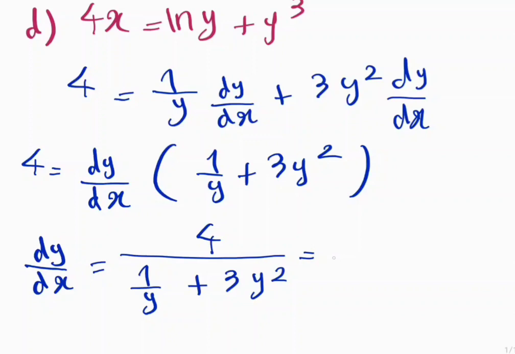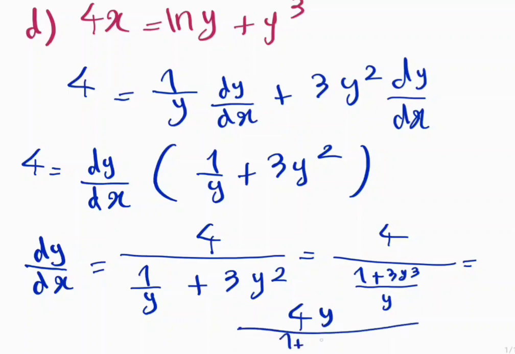We can simplify the denominator. We can take the common denominator of y, so we will have 1 plus 3y cubed, and this simplifies to 4y divided by 1 plus 3y cubed.